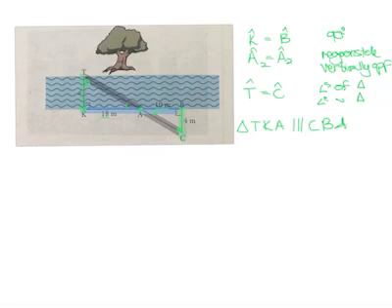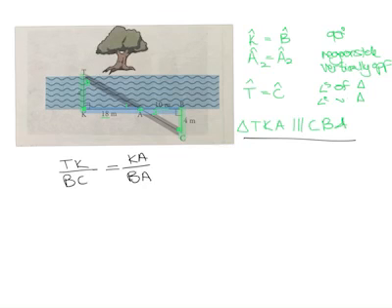Now, because you have proven that these two triangles are similar, you can say TK over BC will be equal to KA over BA.